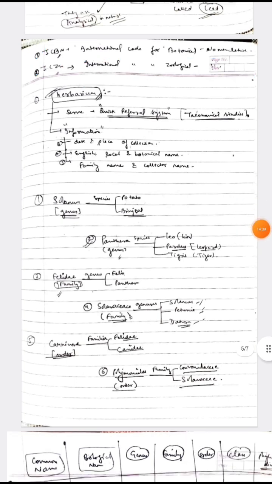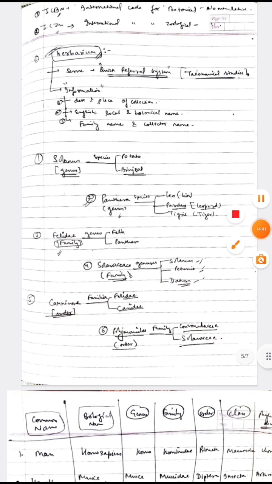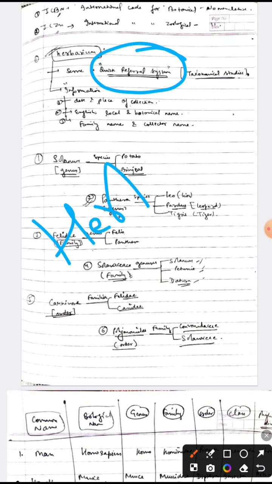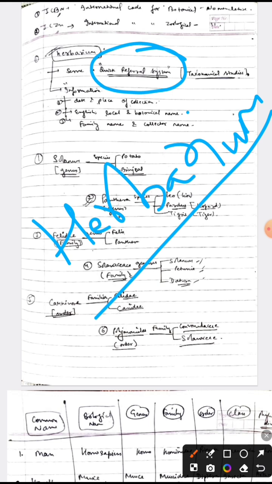Now the next question is herbarium. The very first question that comes out is: which taxonomical aid is used as a quick referral system, meaning something you can quickly use as a referral system? That is your herbarium. Herbarium is a quick referral system taxonomical aid.